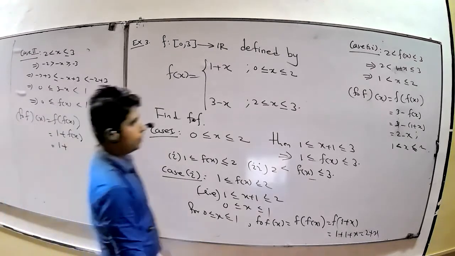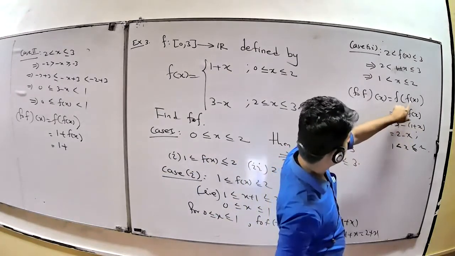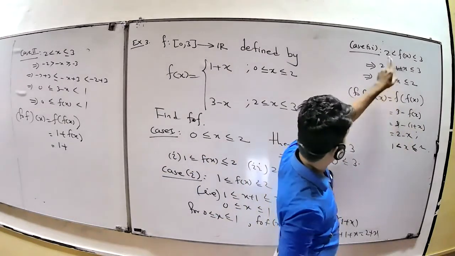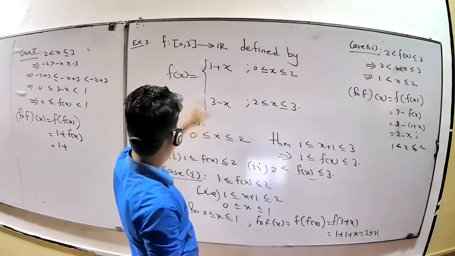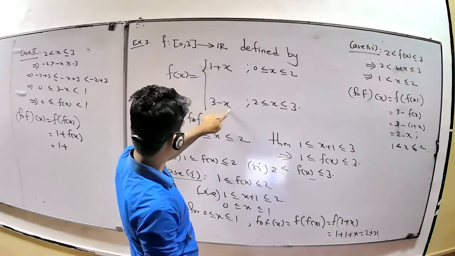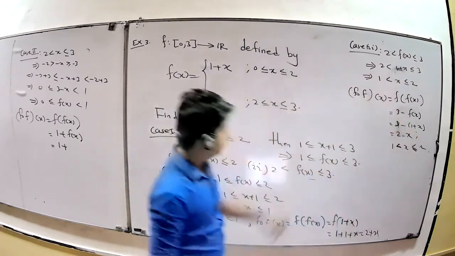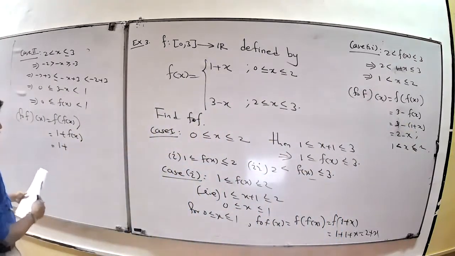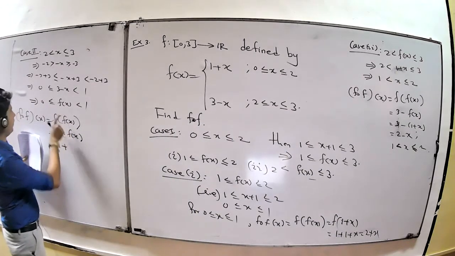Why use 3 minus f of x here? Because here you want the f of x function with x in the range 2 to 3, which means your function becomes like this. You put f of x in place of x, giving 3 minus f of x, right? Like that, f of f of x. The range of f of x is 0 to 1.